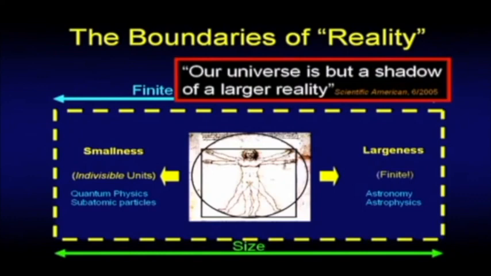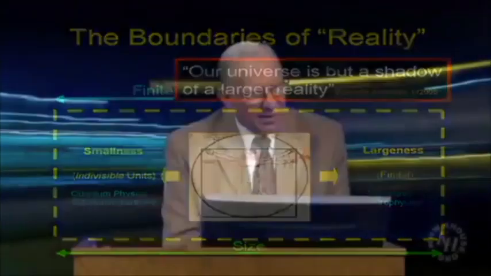Now, it's interesting that Scientific American in June of 2005 ran an article that included this as a conclusion, that our universe appears to be but a shadow of a larger reality. Now, that's not a philosopher talking. That is Scientific American's conclusion from the fact that our constants in physics seem to be changing. And if they're changing, maybe not much, they imply that the real reality is something larger than we're experiencing. And wow.